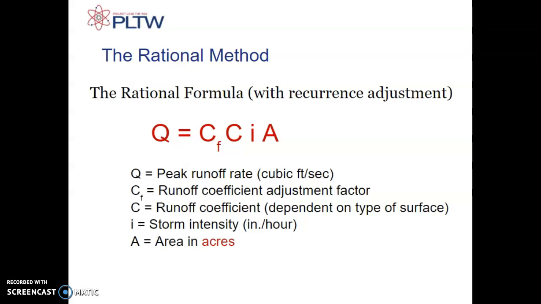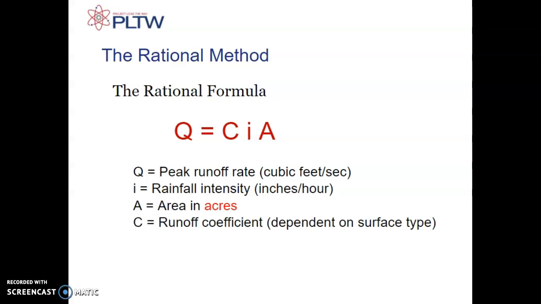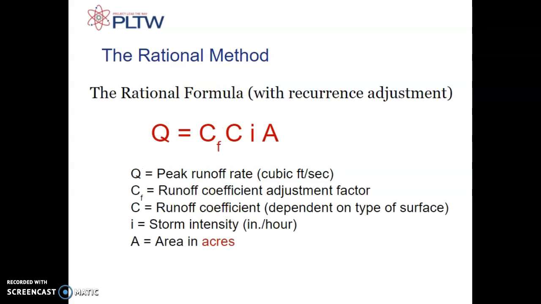Okay, so this is like your simple formula that you would use. We're actually going to use this formula. We're going to add the C sub F, which is our runoff coefficient adjustment factor, and there will be a table that you will use for that as well. So C sub F and C are going to come from tables. I you will be given either in a table or in your actual problem. And your area you will be given either in acres or in square feet. Don't forget, if it's in square feet, you need to convert it to acres.